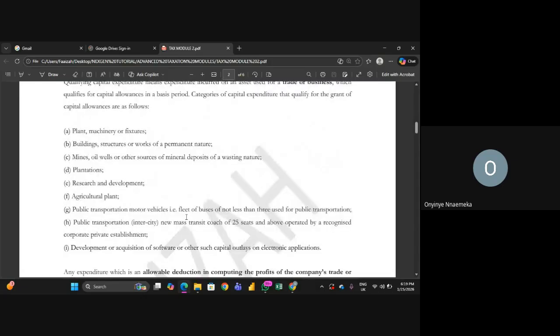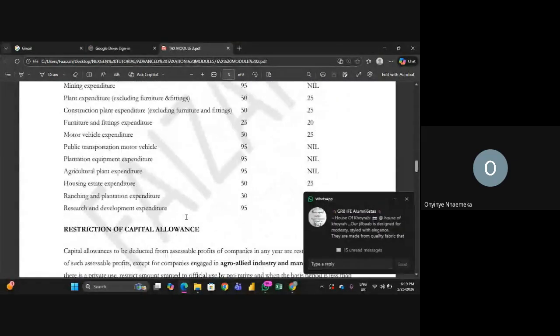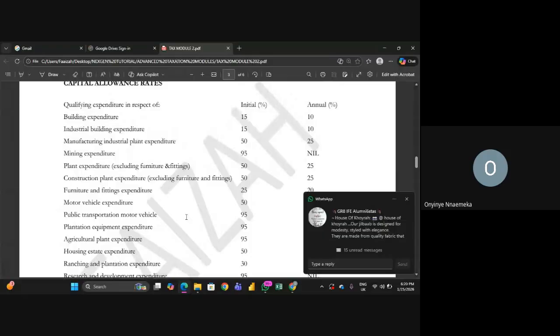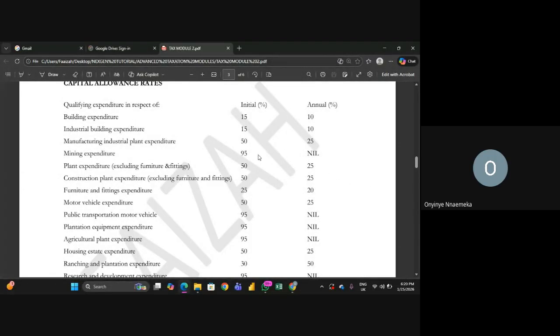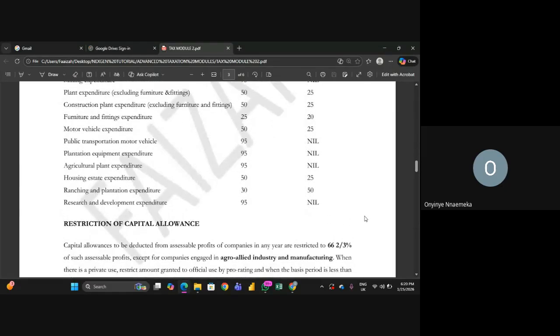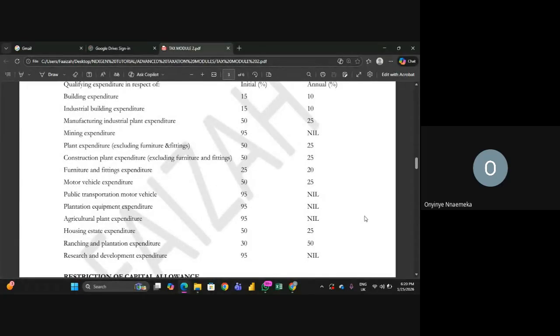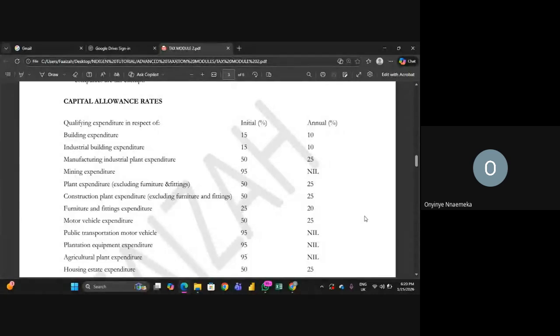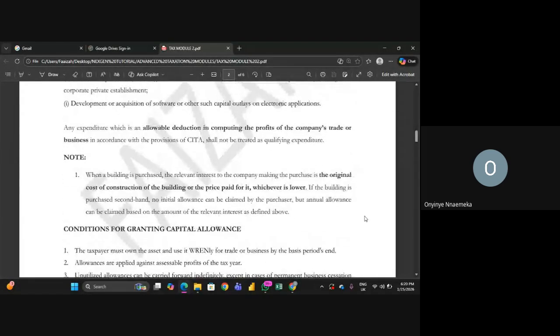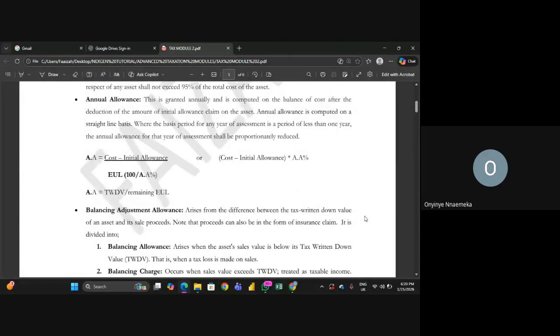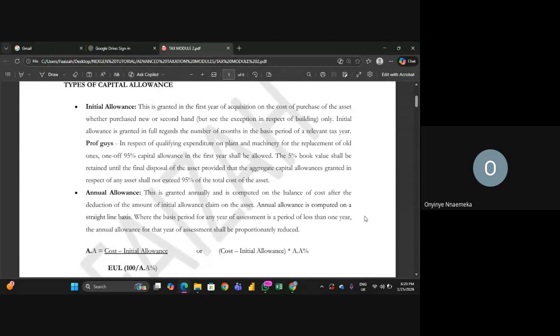But let me go to this capital allowance rate. What we're talking about is here. So you see this rate that has 95% nil, 95% nil. These are the ones that your initial allowance is going to be 95% and no annual allowance. But when you're ready to dispose the asset, the remaining 5% will now go. So when you replace plants, it falls under that category. So that's just for that information.